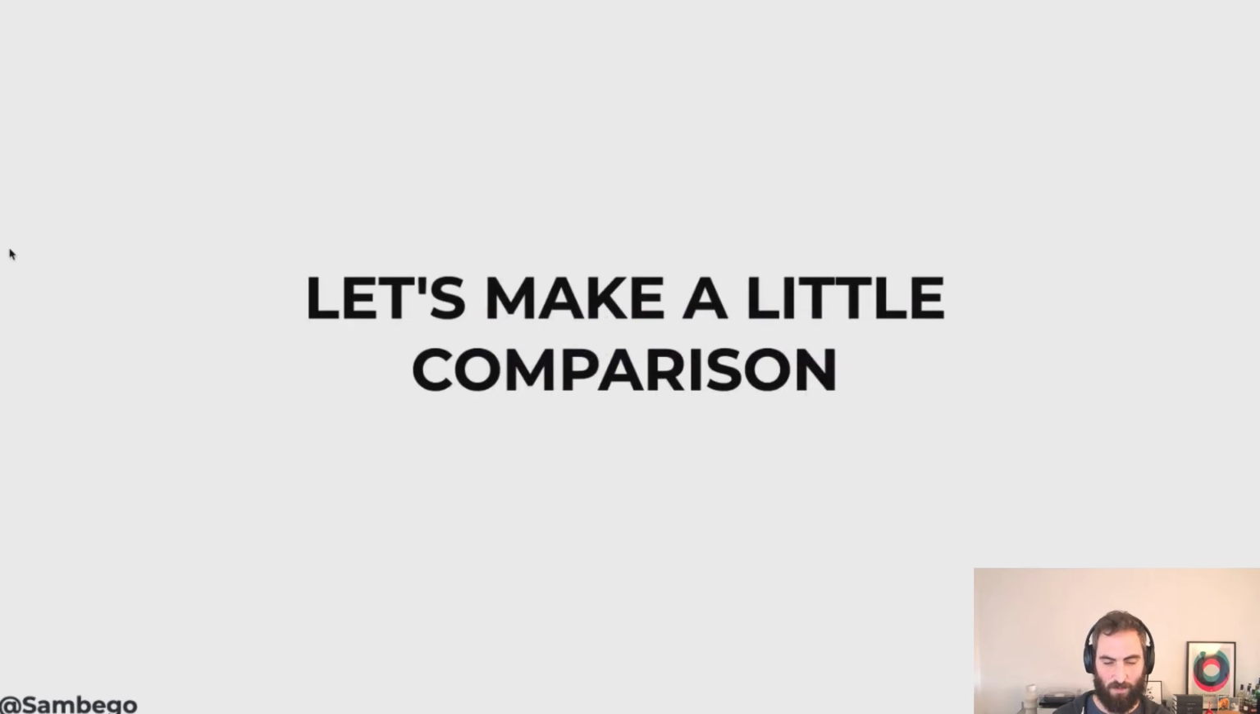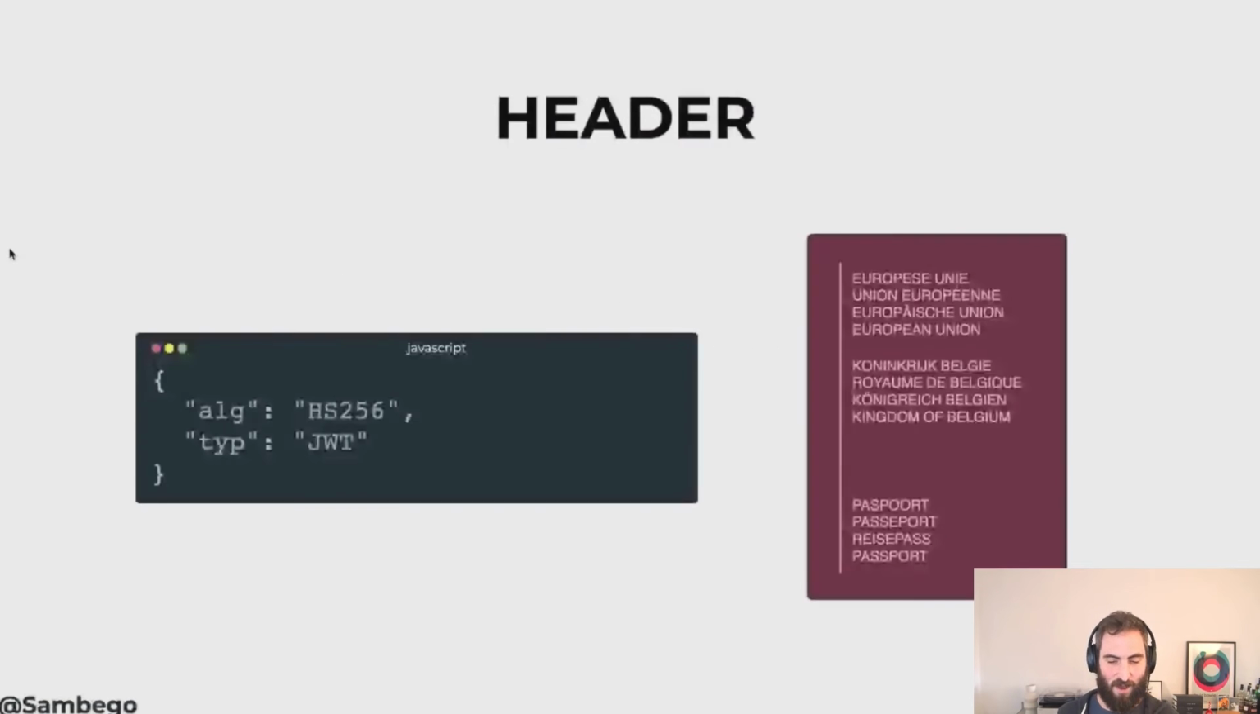So let's make a little comparison. On the right, you have my passport. It's a Belgian passport written in 4 languages, because we like to make it difficult in Belgium. And on the left, you have the header of a payload, of a JSON Web Token. And it tells you a bit about what it is. My passport is a passport issued by the Kingdom of Belgium. The header tells you I'm a JSON Web Token, and the signature has been created with this algorithm.